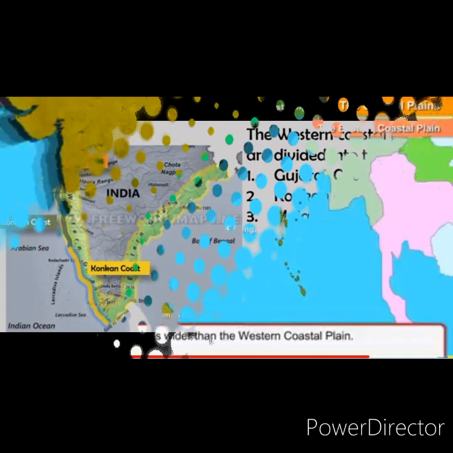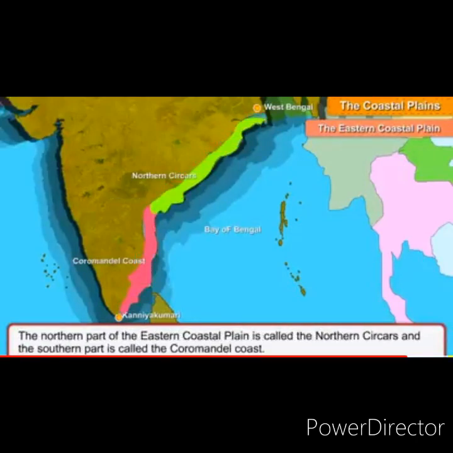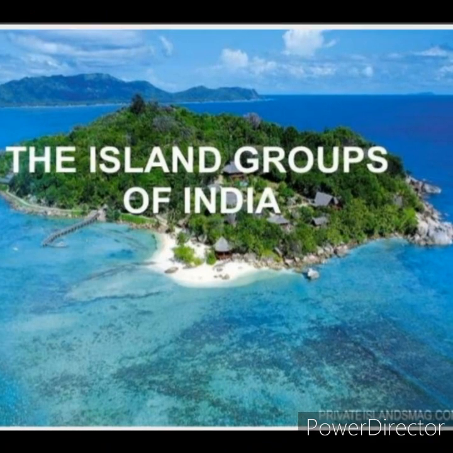Now, the eastern coastal plain in the east stretches from the southern tip of India to West Bengal in the north, and it is wider than the western coastal plain. In the northern part, it is called the Northern Circars, and in the southern part, it is called the Coromandel Coast. Lastly, we will study about the island groups.